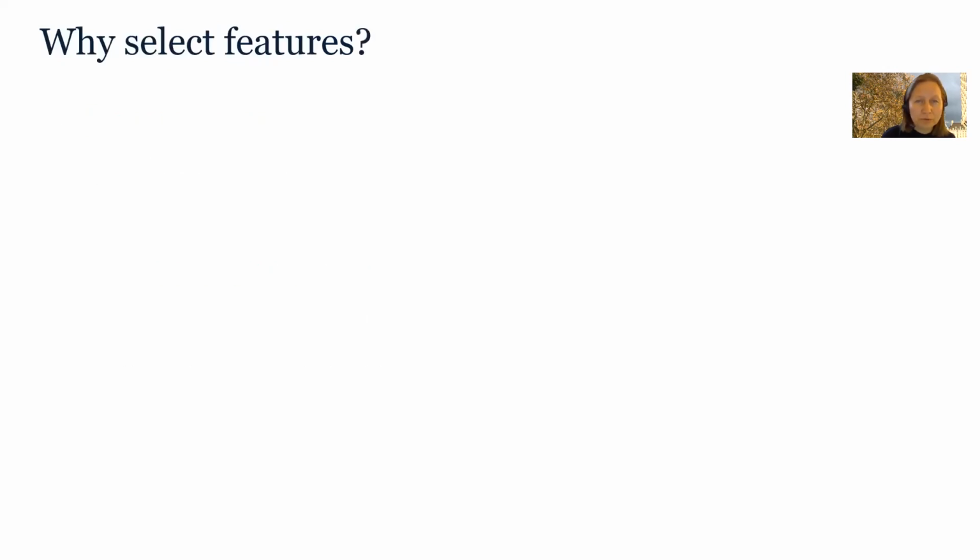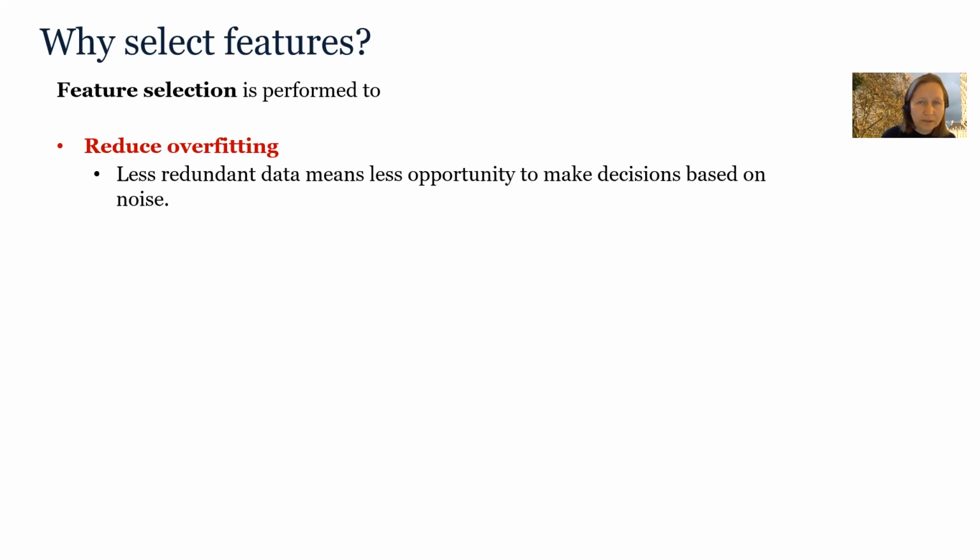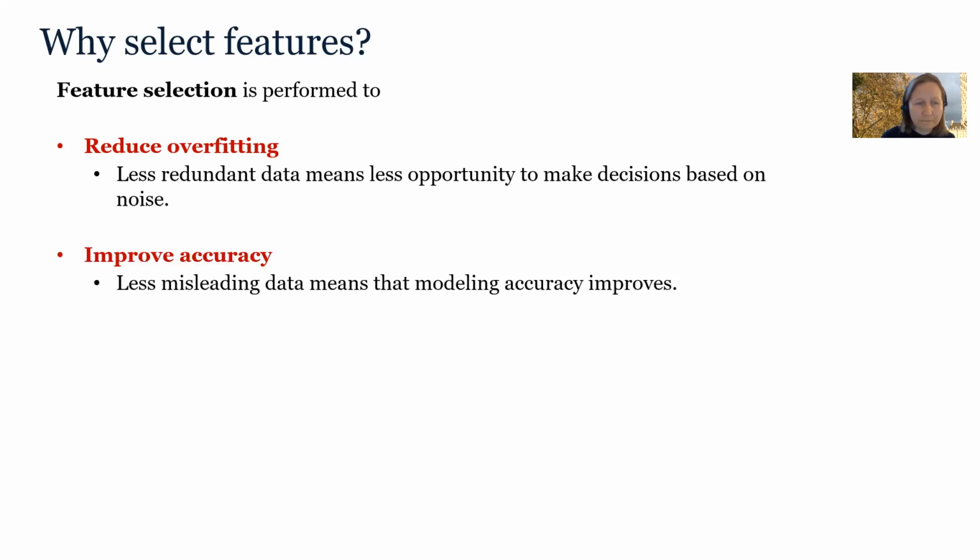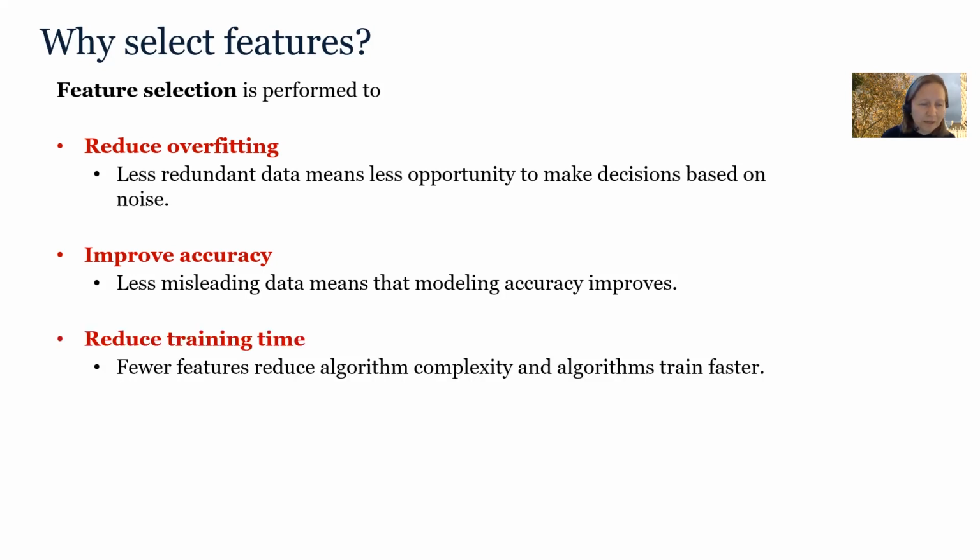So why would we want to select features? There are several good reasons to do that. Feature selection is performed to reduce overfitting because less redundant data means less opportunity to make decisions based on noise. It's also done to improve accuracy because less misleading data means better modeling accuracy. And finally, it's done to reduce training time because fewer features mean lower model complexity and faster training.